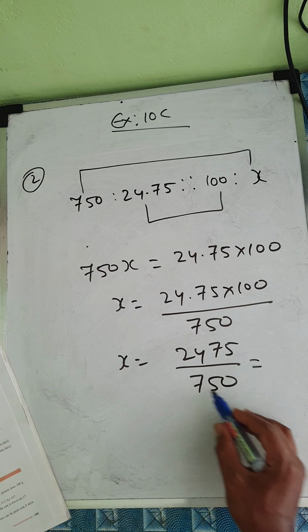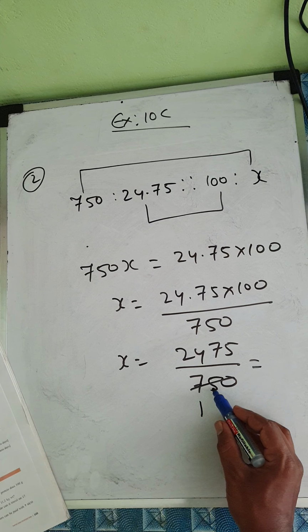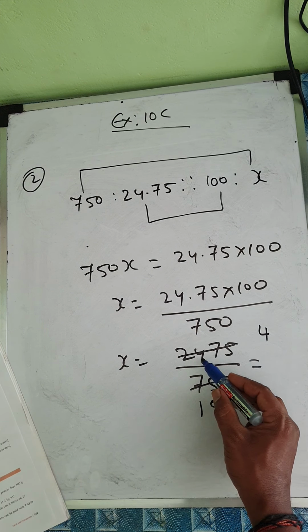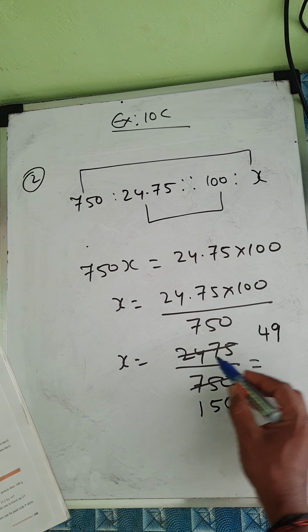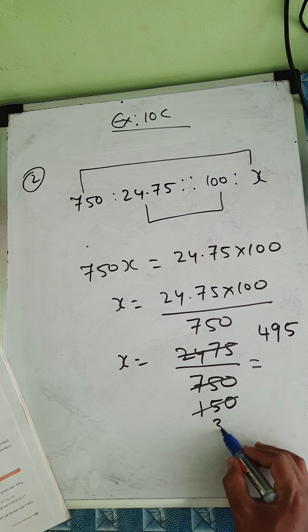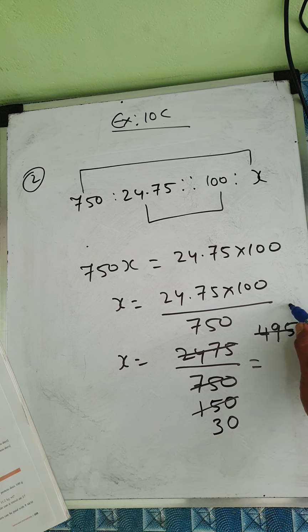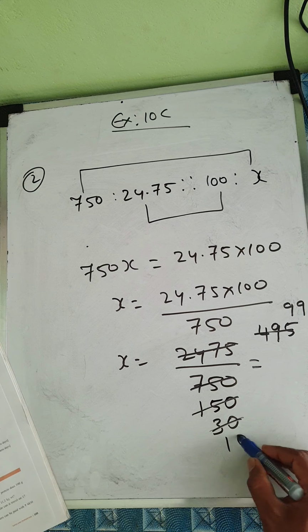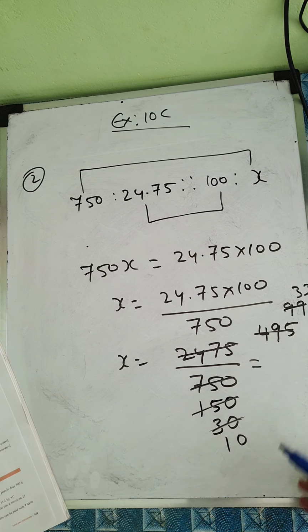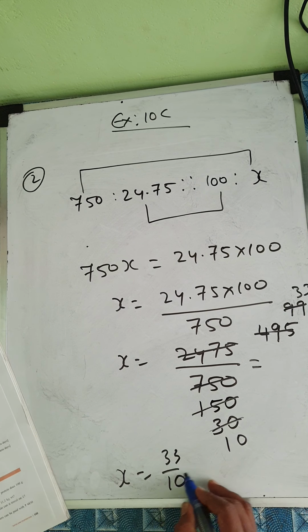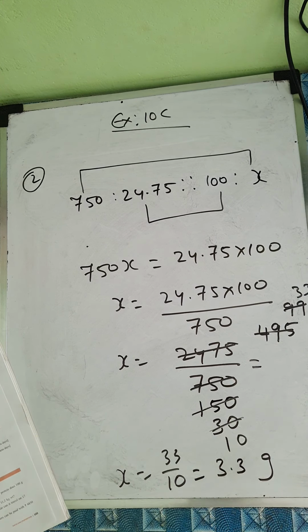Now we can cut by 5. 5 ones are 5, remain 2, 5 twos are 25, 0. Again cut by 5 here. Again we can cut by 5. So 99 by 30. Again we can cut by 3, 3 threes are 9, 3 tens are 30, so 33 by 10. So the answer is 33 by 10, we can say 3.3 gram.